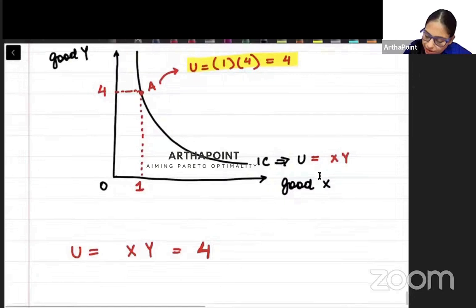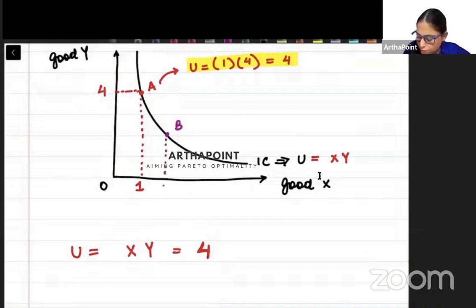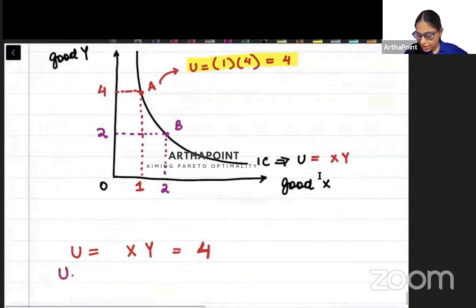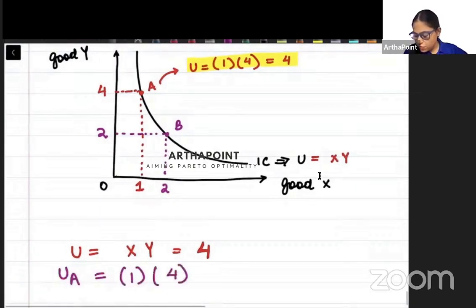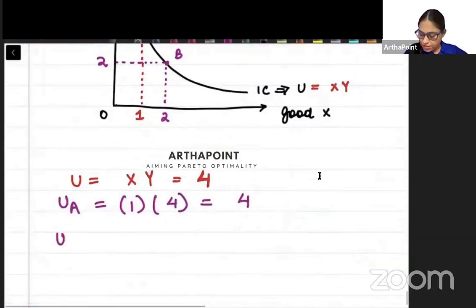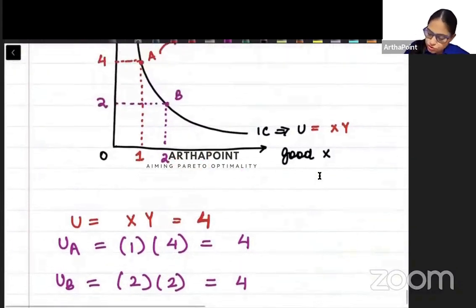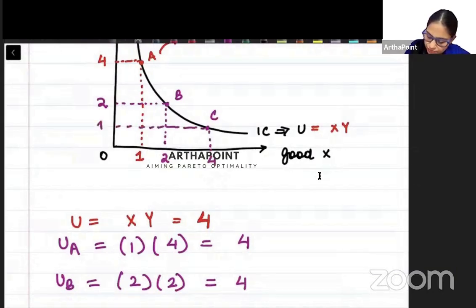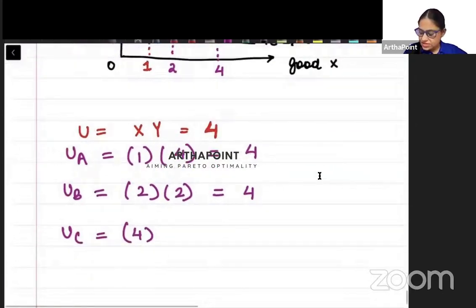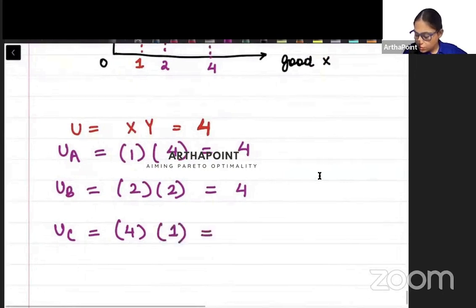बेटा नाउ आई मूव टू पॉइंट बी. पॉइंट बी पे अमाउंट ऑफ गुड एक्स हो गया 2 और अमाउंट ऑफ गुड वाई भी हो गया 2. तो व्हाट इज यूटिलिटी? पॉइंट ए पे देखो, x इज 1, y इज 4, सो 1 into 4, 4. बेटा पॉइंट बी पे x इज 2, y इज 2, 2 into 2, 4. पॉइंट सी पे x इज 4 सपोज and y is 1. x is 4, y is 1. तो ये हो गया 4.